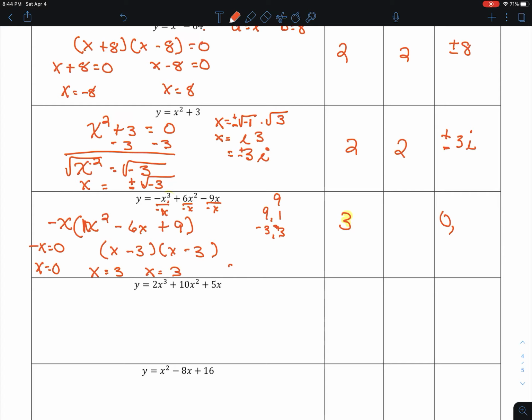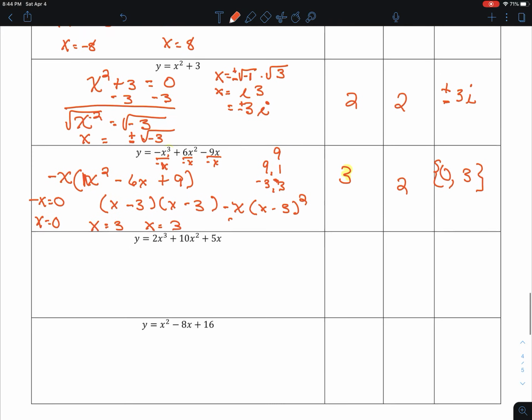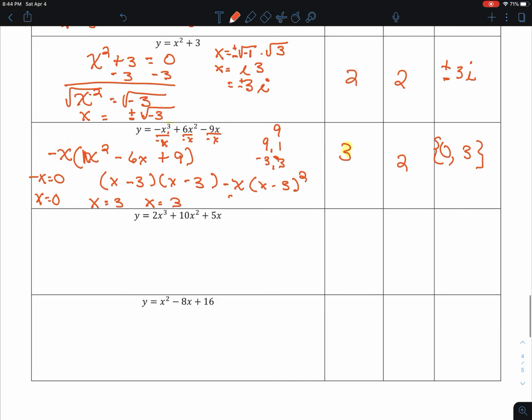Now again, this has a multiplicity, because I could write the factors as x times negative x, times x minus 3 squared. It has a multiplicity of 2. So I'm not going to count both of those. So we say it has 2 roots, and I only need to count one of those. Those roots are going to be 0 and 3. We don't have to list the second 3. Okay? So my suggestion to you is that you pause the video and try the next 2.